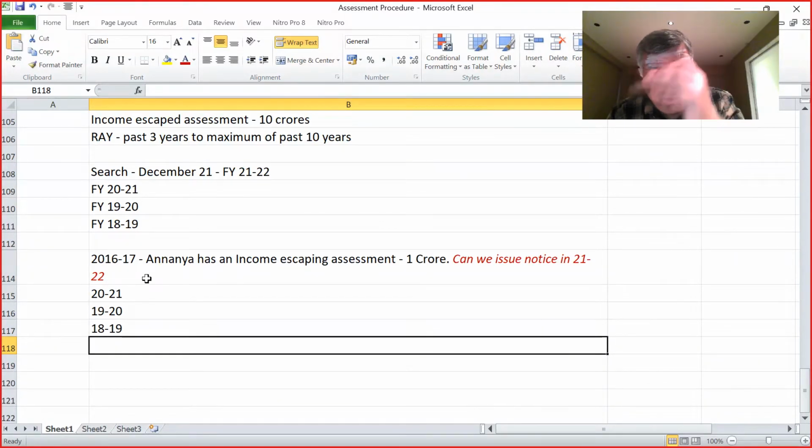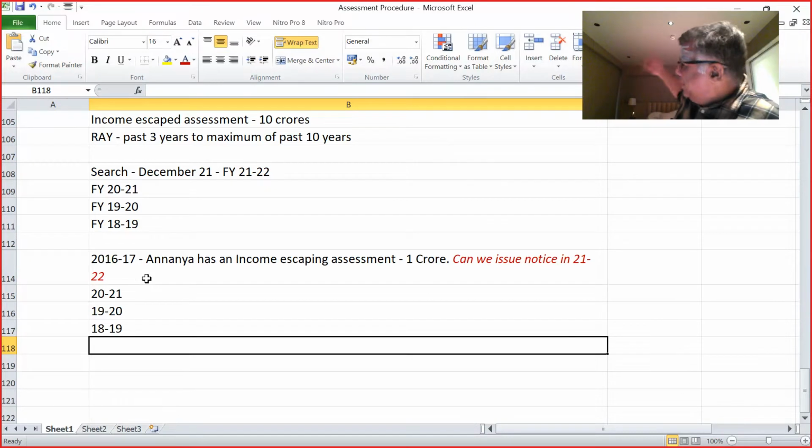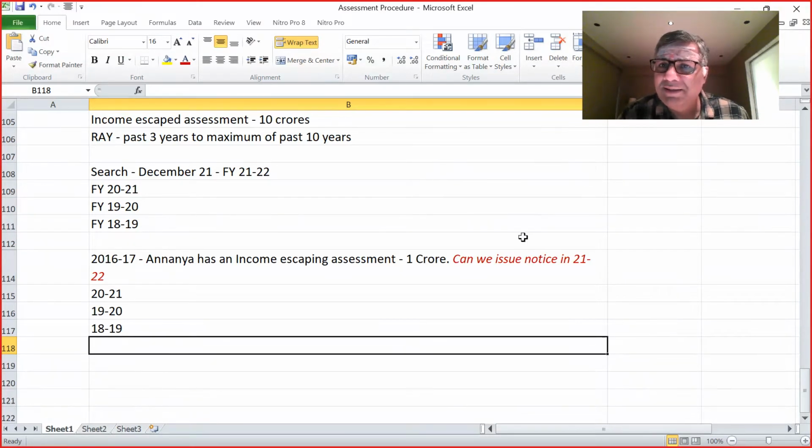I am making it very clear. You might have concrete information. Yesterday, our friend Ranganaki was telling in the class, there is a bar of limitation. I cannot keep on going. Okay? I cannot keep on going. There is a bar of limitation. So, only last 3 years assessment can be reopened.